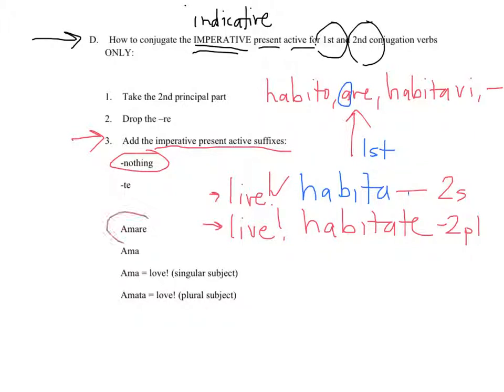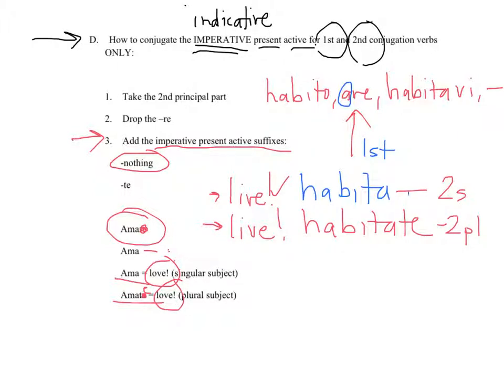The same example would occur for amare. You would take the second thing in the dictionary, amare, and drop the RE. You would add nothing to that stem. That would mean the second person singular. Or you would add te. Sorry, there's a typo there again. You would add te, which would be the second person plural, and that would mean love in the plural. Love or love. Very difficult to translate into English. As you note right here, I translate this one as love, exclamation point, and love, exclamation point.